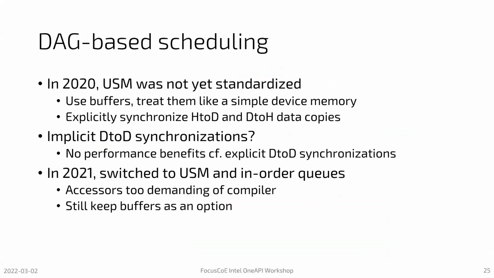Now, unfortunately, in late 2020, USM and in-order queues were not yet standardized. So as an initial approach, trying to be standard compliant, we were using SYCL buffers, but treating them like a simple device memory with explicit copies to existing host buffers and explicit synchronizing on those copies. We experimented with trying to avoid explicit synchronization between device work, but honestly, it didn't show any improvements compared to our manual synchronization. So I guess we can say our schedule is indeed close to optimal, at least.